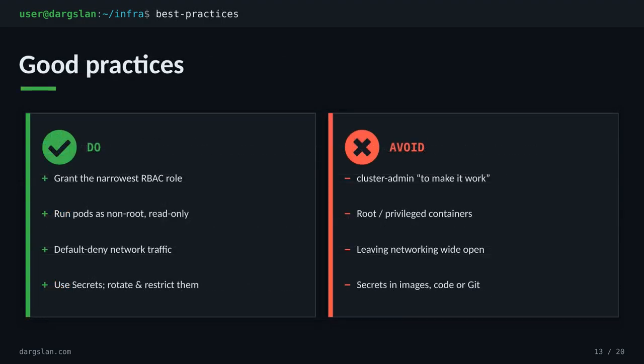So here's the cheat sheet side by side. On the do column, scope RBAC roles as narrowly as possible, run pods as non-root with a read-only file system, set network policies to default deny so you opt traffic in, and keep credentials and secrets that you rotate and restrict. On the avoid side, the usual suspects. Cluster admin as a shortcut, root or privileged containers, wide open networking, and secrets baked into images or committed to Git. Same 4 pillars, just framed as habits.